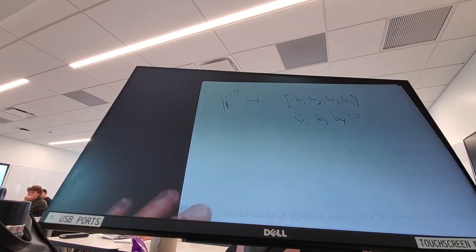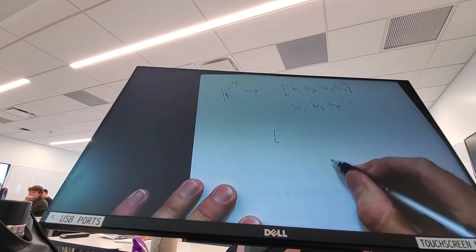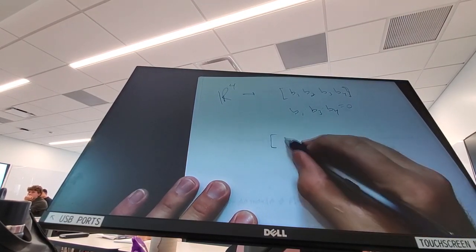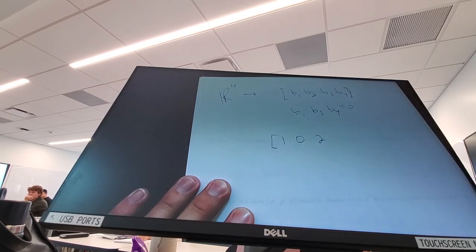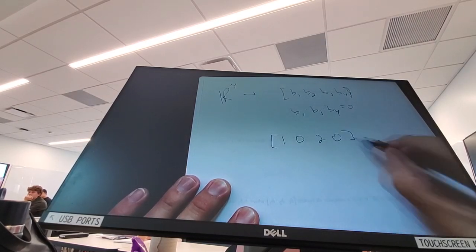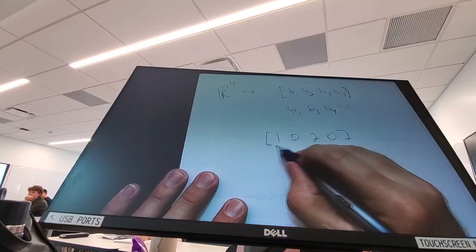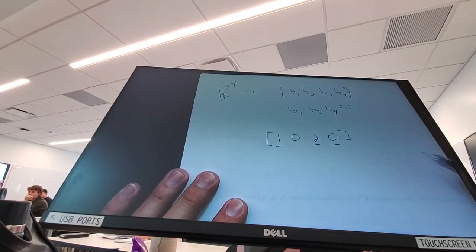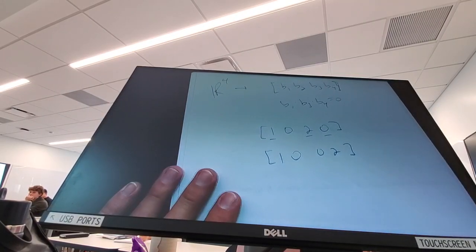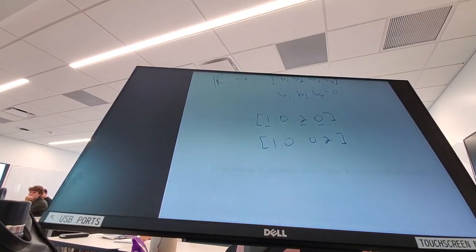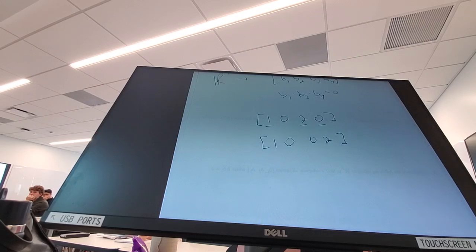Can somebody give me one example of a vector in the space? 1, 0, 2, 3, no, come on. There we go, that's in the space, right? B1 times B3 times B4 is 0, yes? Okay. What about 1, 0, 0, 2? Yes, right?